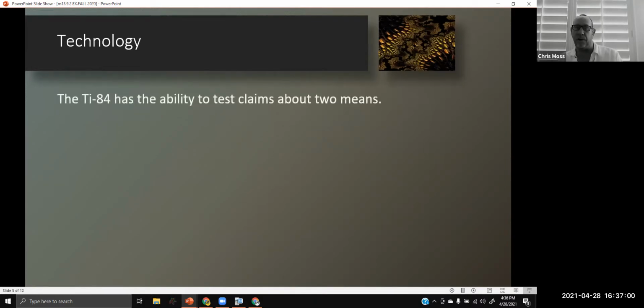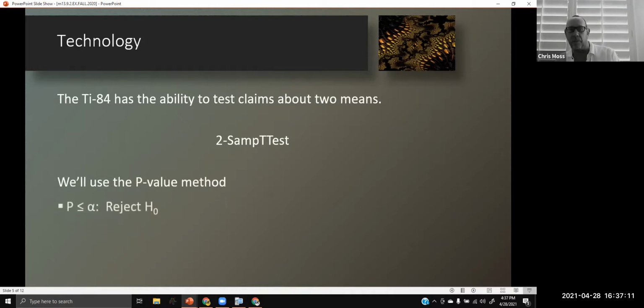Technology. Our TI-84 has the ability to test claims about two means. We use the two-sample t-test with the p-value approach. I'll remind people that when p is less than or equal to alpha, we reject the null hypothesis. And when p is greater than alpha, we fail to reject the null hypothesis.